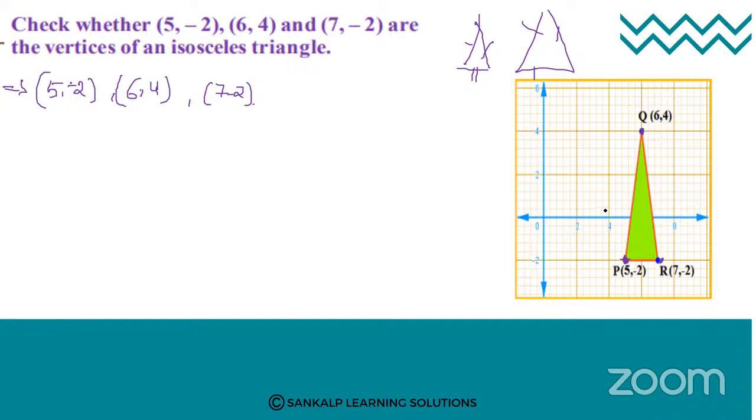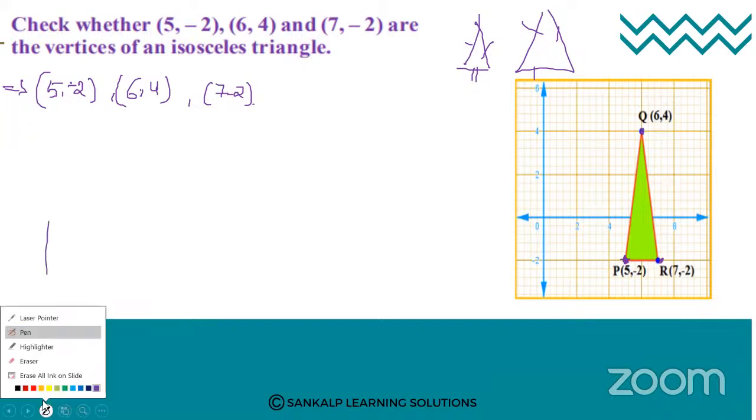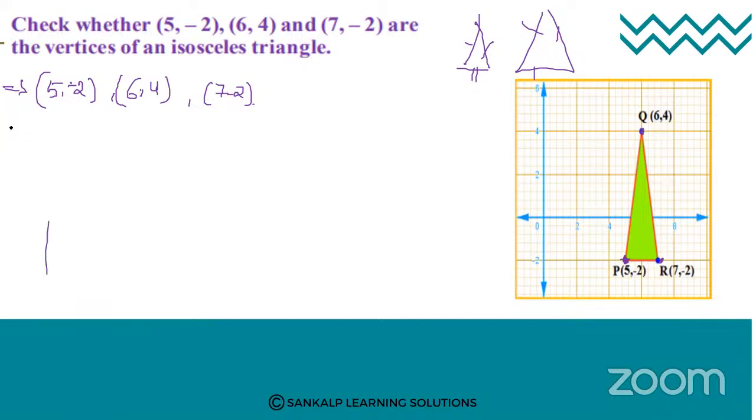We have to check whether it is isosceles or not. So for that, first we need to check the distance between P and Q, right? Distance between P and Q. For that we know the formula. The distance formula is D is equal to square root of (x2 minus x1) whole square plus (y2 minus y1) whole square, right? So this is our distance formula. So first check the distance from P and Q.